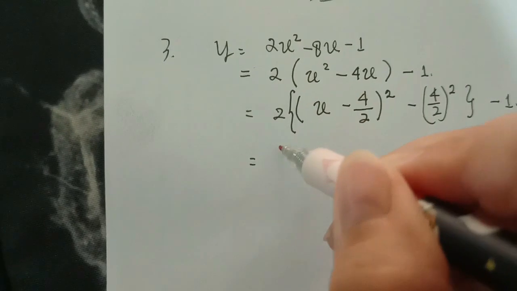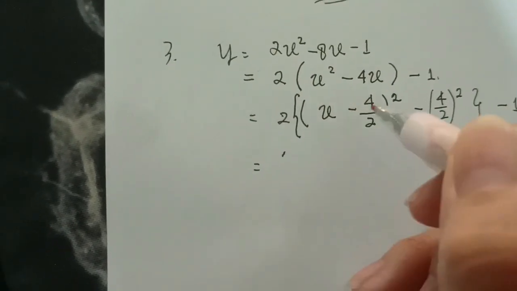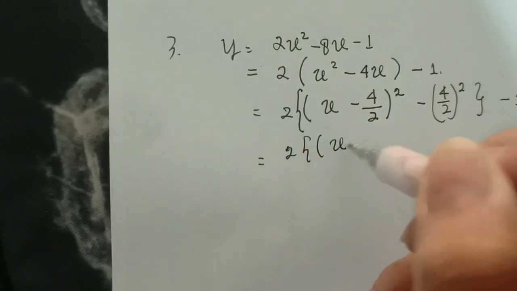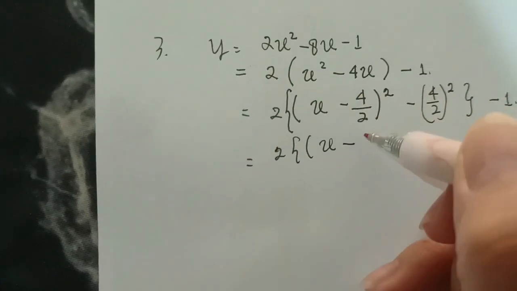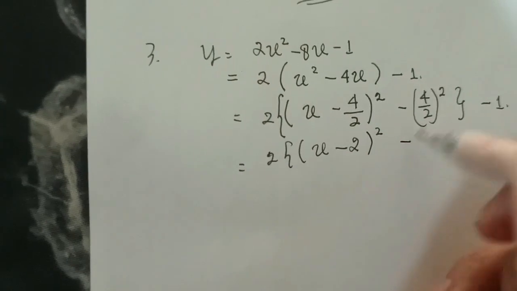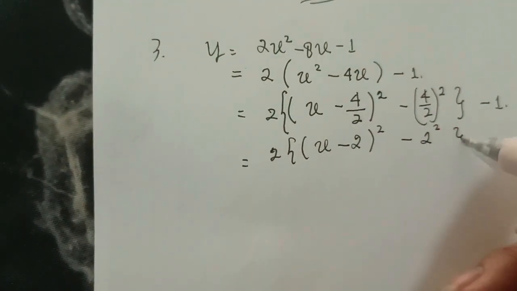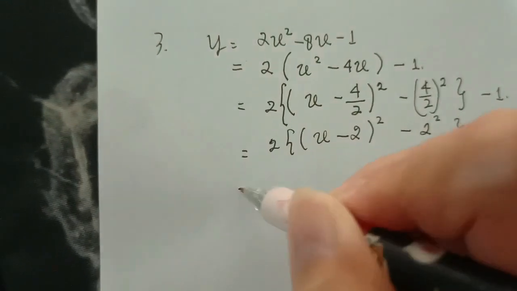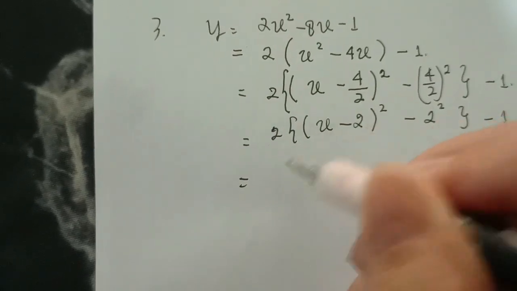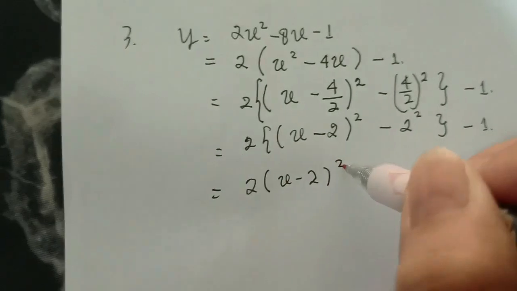Now we are going to take out, we are going to multiply 2 multiply x. We are going to solve this one first. 2 in the bracket, x minus 4 per 2 is 2, quadrat. Minus 4 per 2 is 2 quadrat, in the bracket, minus 1. Now we are going to take out the bracket. 2 multiply this becomes 2 in the bracket, x minus 2 quadrat.